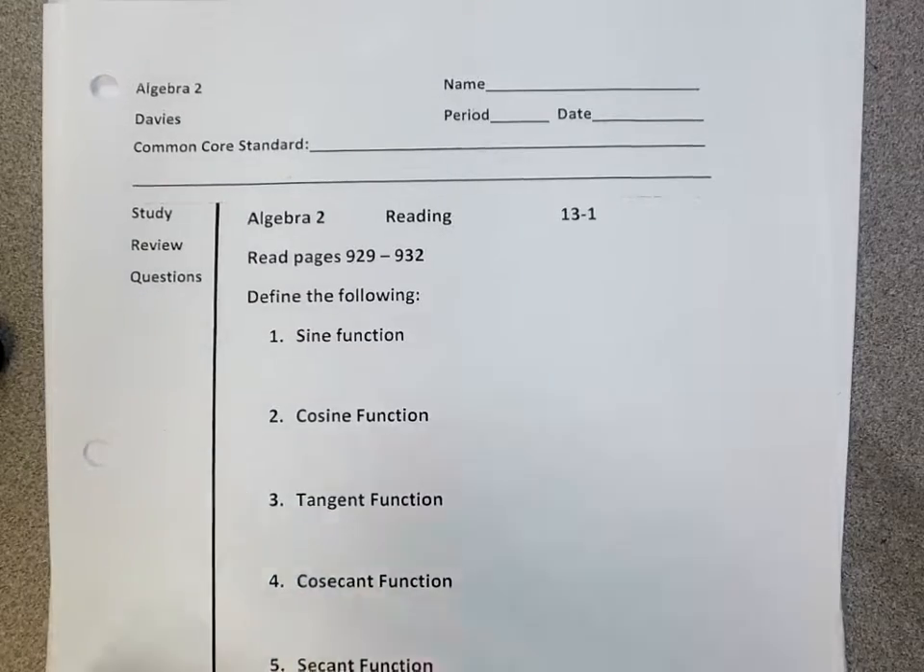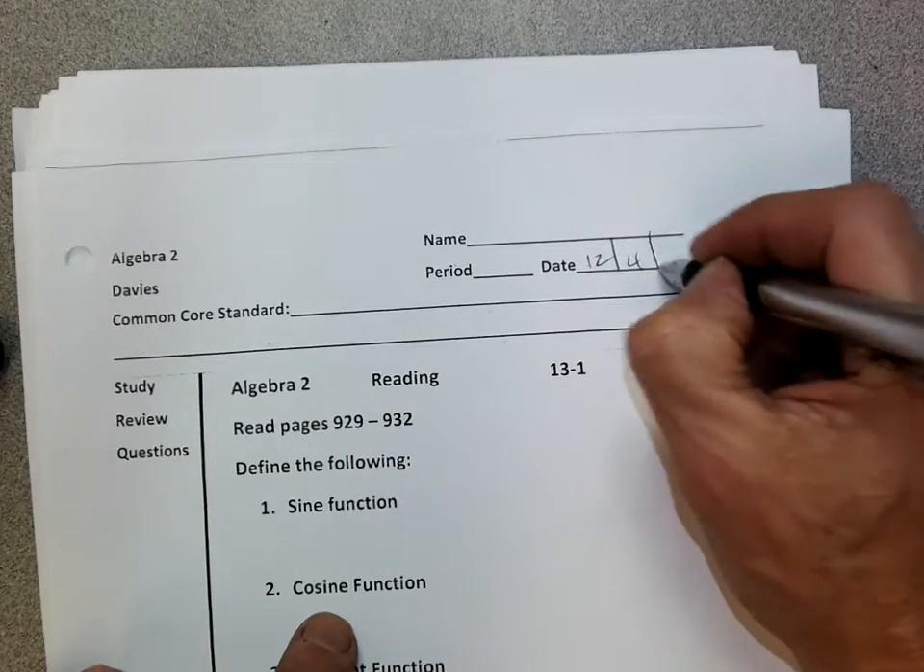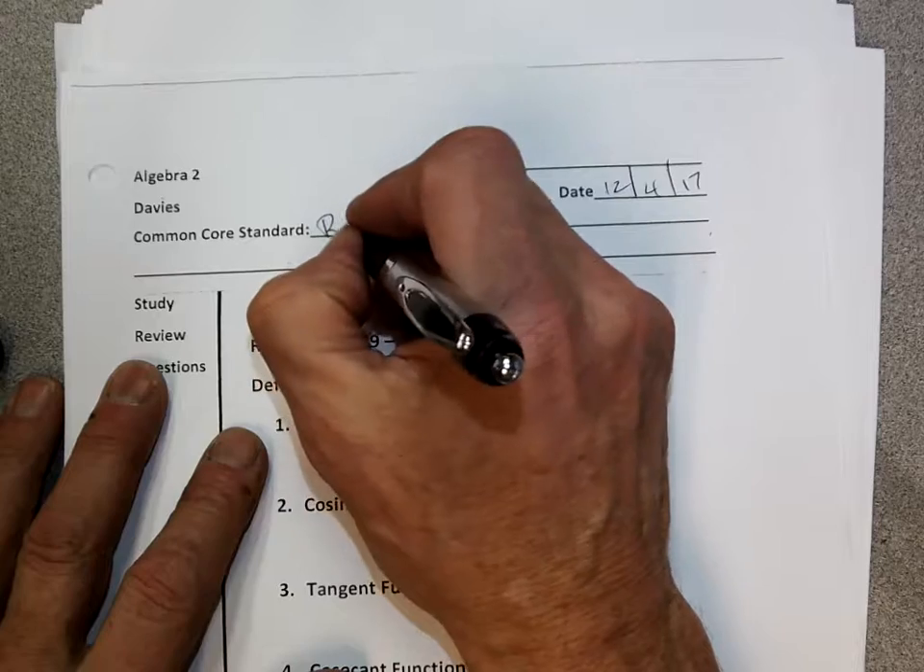So today, 12, you guys paying attention? 12, 4, 17. Common Core Standard, we're going to do our right triangle trig.